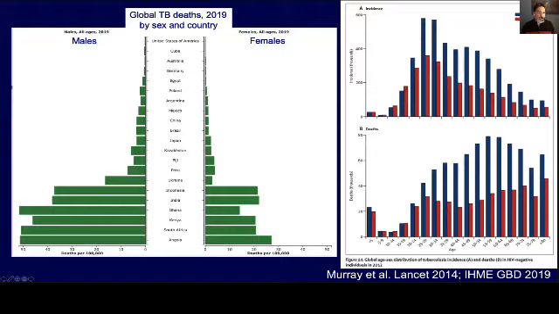And some of this is due to things like surveillance bias. There may be higher case detection rates or lower case detection rates in females compared to males, or there could be differences in some of the risk factors by sex, but there may also be some biological explanations as well, such as the role of estrogen or the potential importance of certain genes on the sex chromosomes that can influence susceptibility to TB infection and also TB disease.